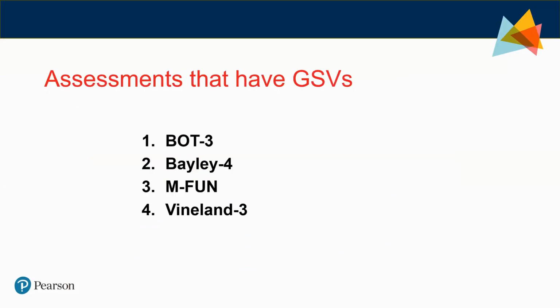So here are the assessments that have GSVs. The BOT 3 has growth scale values. The BOT 2 did not. So this is a nice improvement with the new release of the BOT 3. Some of the other tests that have growth scale values are the Bayley 4, the MFUN, and the Vineland 3.